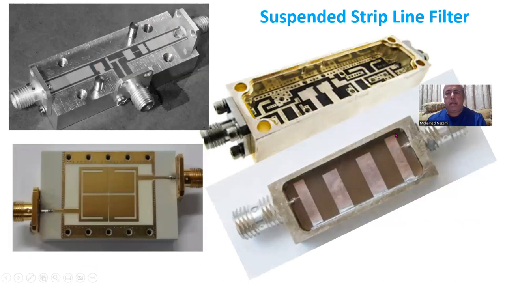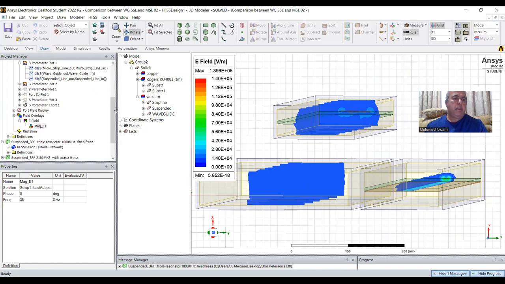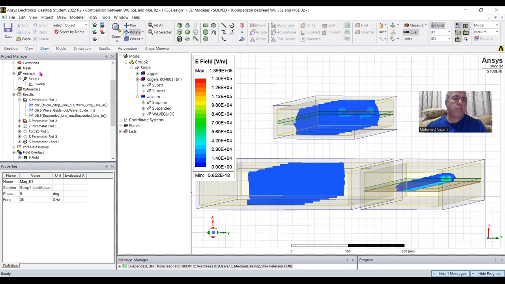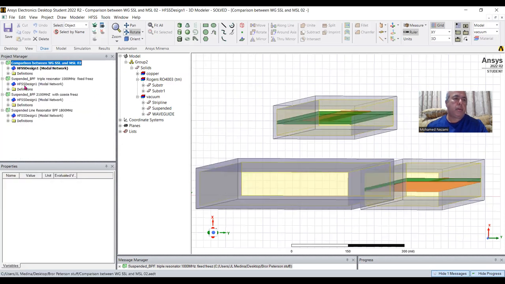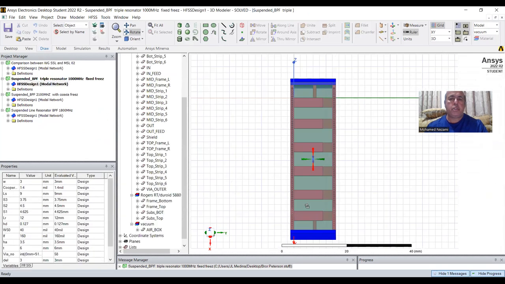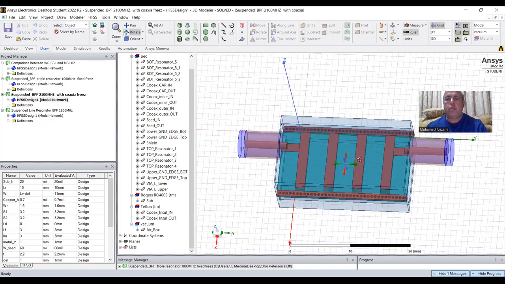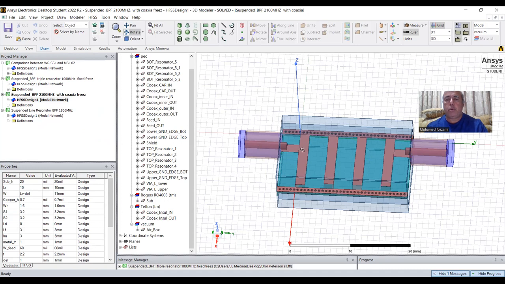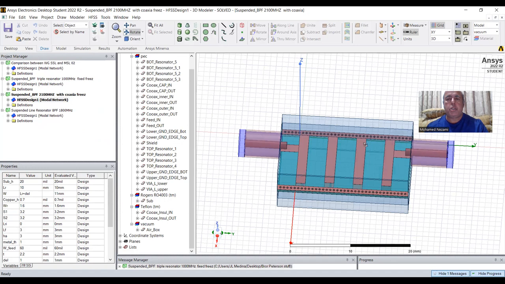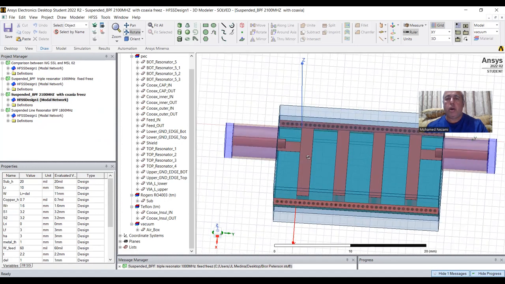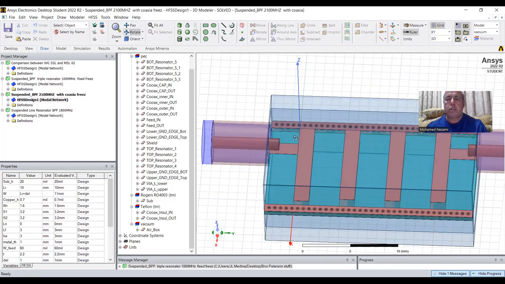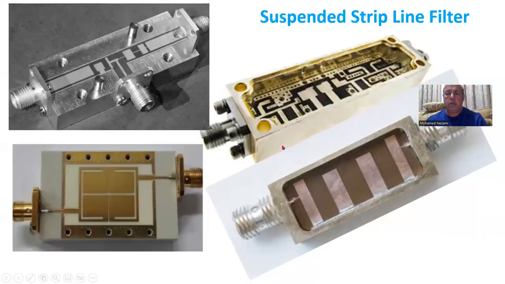More of this filter. This filter in particular is very much one of the ones that I have implemented in HFSS. Let me close this one because we're done with it. Okay, that's similar to this one. Well, this one is a three stack one. So you've got a set of resonators on both top and bottom. The top is fed with the input and output, direct coupled, and the grounding of these resonators are on opposite sides for the top and bottom. You can see how wide they are, relatively wide lines. That's what you see here, basically. This is really how this filter looked in suspended form.